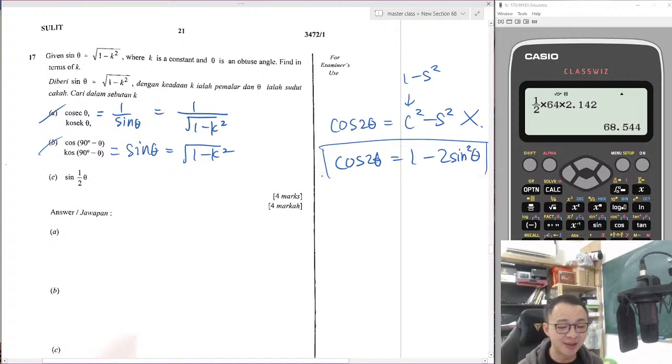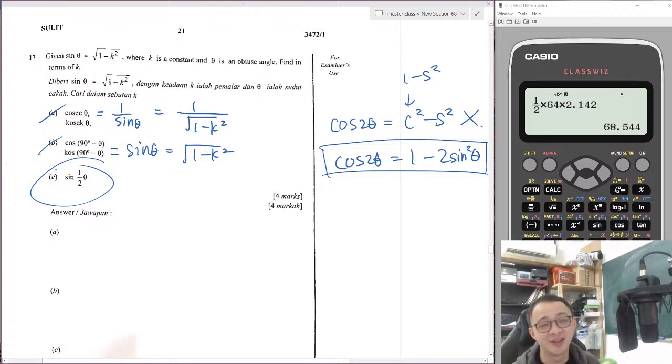I will use this one to form my half angle formula, because the double angle formula is given in your formula list, but the half angle formula is not given. This is the reason why I need to work out the half angle formula by myself. Definitely I have memorized it already, but I want the student to be able to do it by themselves. So I will let theta equal a over 2 because I want the half angle. Then I call this one a, and let a become theta over 2.